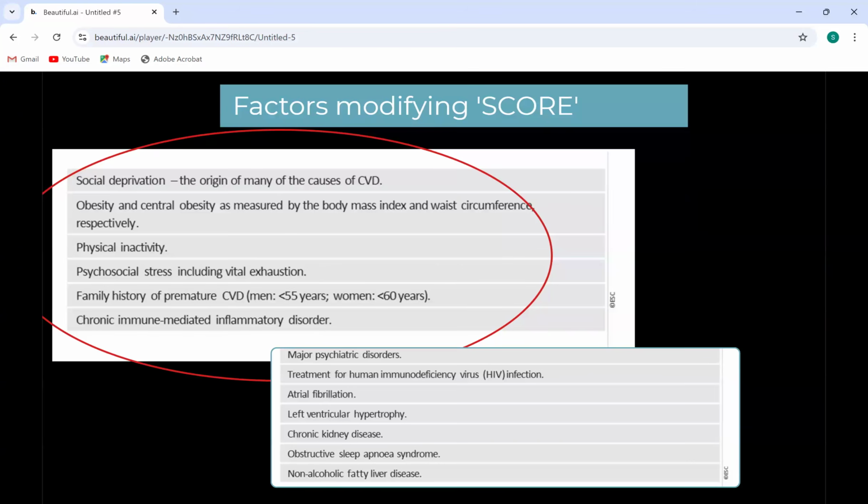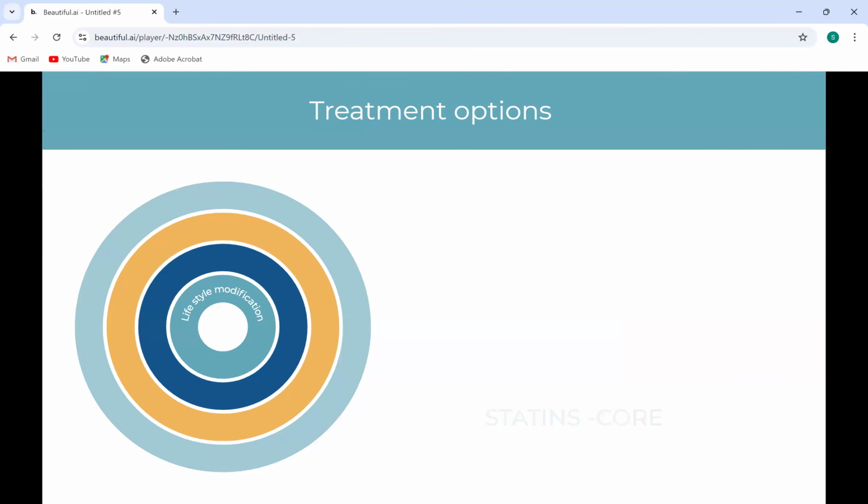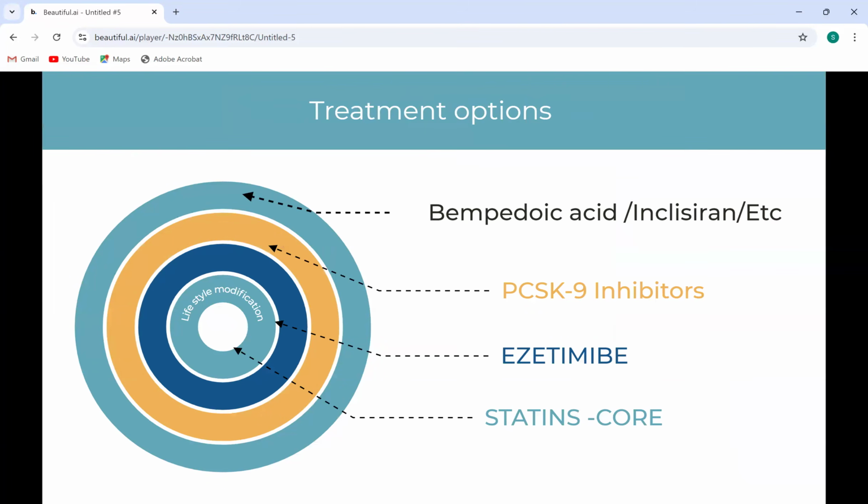There are other things like psychiatric disorders, HIV, left ventricular hypertrophy, CKD, which play an additional part. So treatment options, like I said, the core would be lifestyle modifications plus statin. In preventing atherosclerotic cardiovascular disease, your core treatment would always be statins. Then, if you haven't achieved your targets, there are other things like ezetimibe, PCSK9 inhibitors. And this is a very interesting drug, Bempedoic acid, which has come into the guidelines very recently. The 2024 chronic coronary syndrome guidelines do talk about Bempedoic acid.